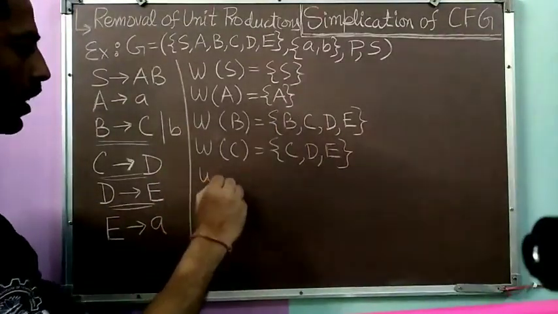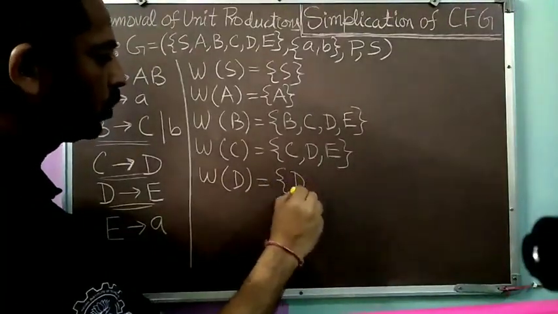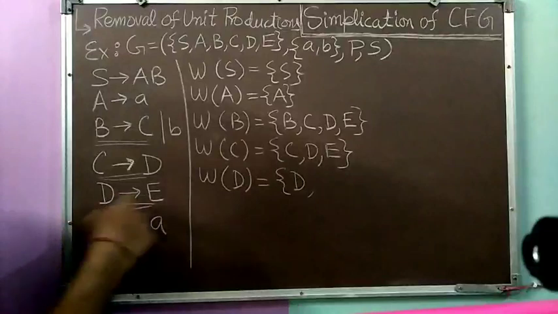In this similar manner, W of D will be equal to, first of all, I will include D, and then D has a unit production to E.